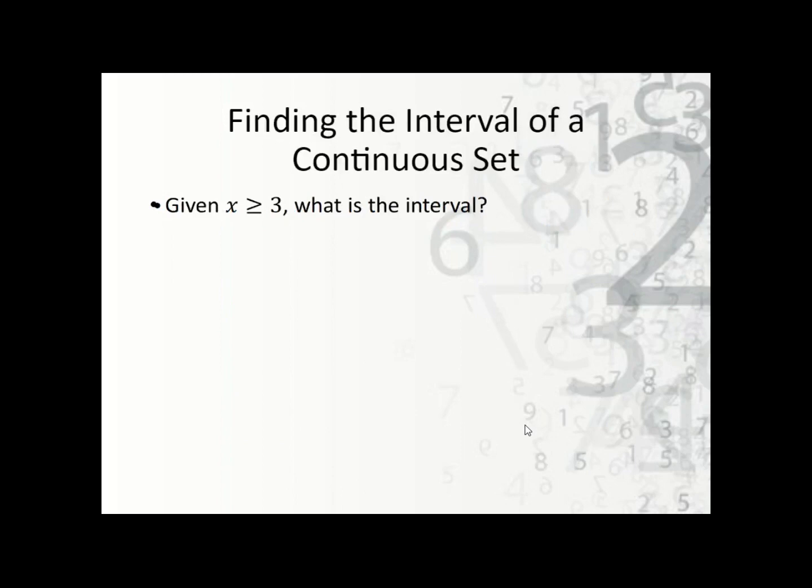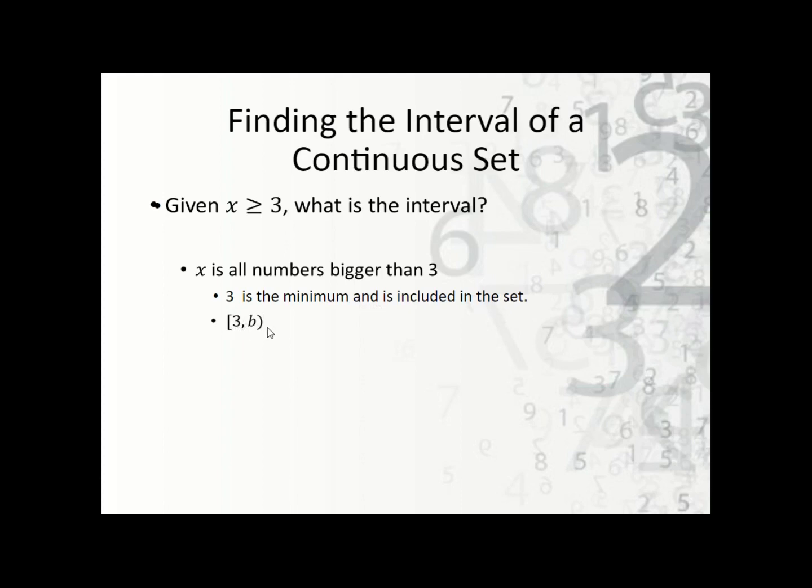So if we're given this, x is greater than or equal to 3, and it asks us what is the interval, well, we want all numbers that are bigger than 3. So we know that we're going to have a minimum of 3, and it's included. So we should have a bracket with a 3 here. So that's our a value.